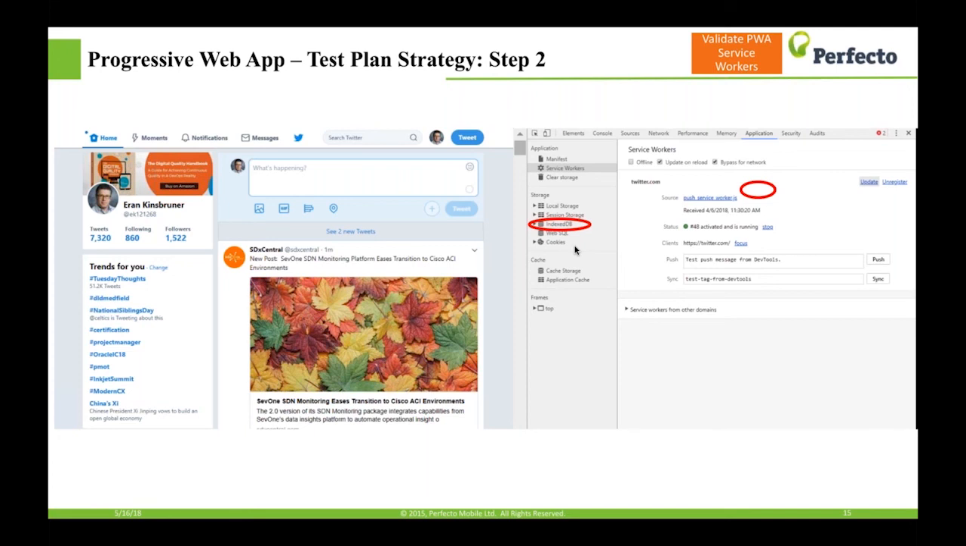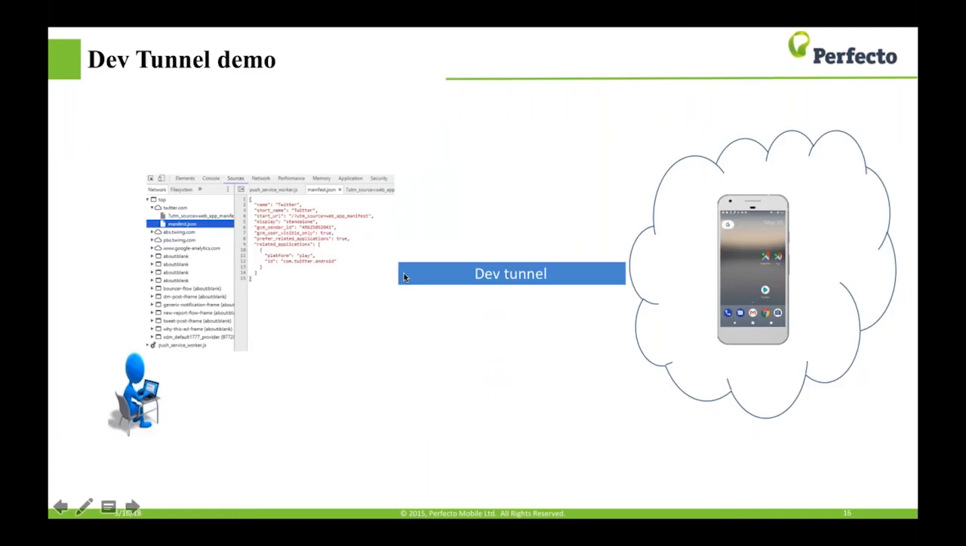So as Eran showed you right here, he used the Lighthouse or the Chrome Inspect tool to test his web page, which looks easy. But let's say I want to test my Pixel device. I have a Pixel device in the cloud. How do I test it? How do I check the manifest? How do I check everything on the device?